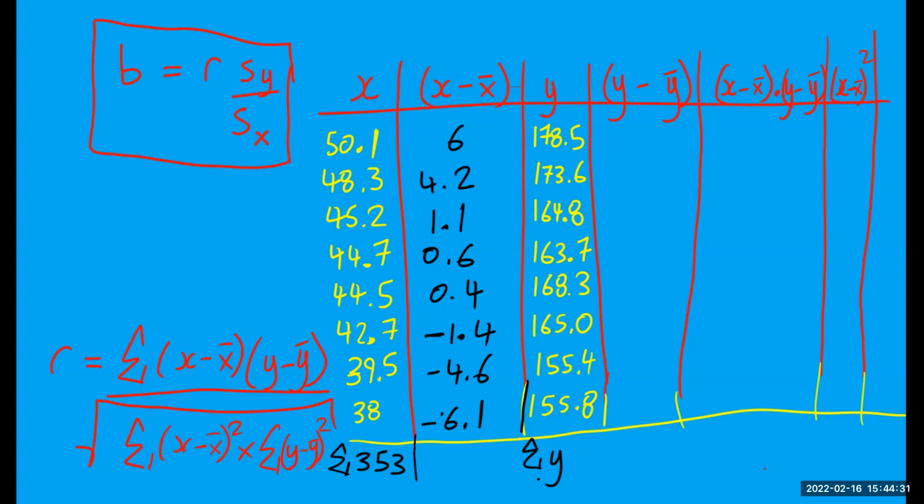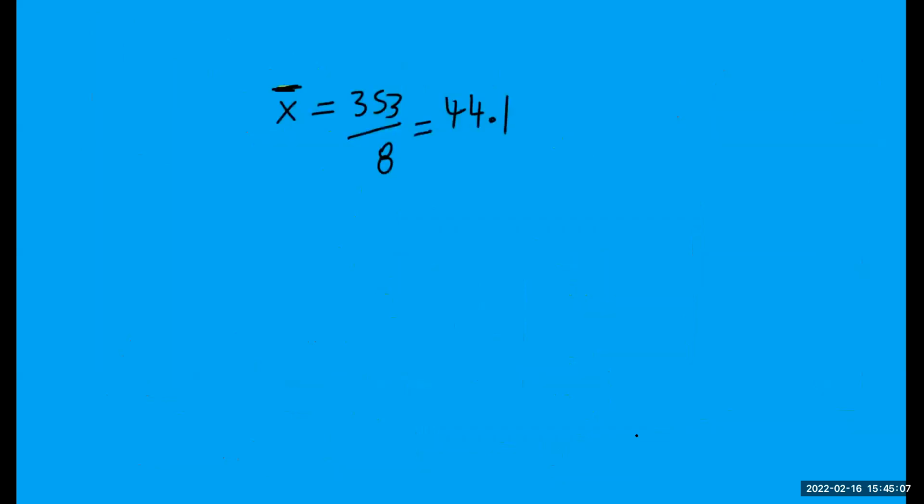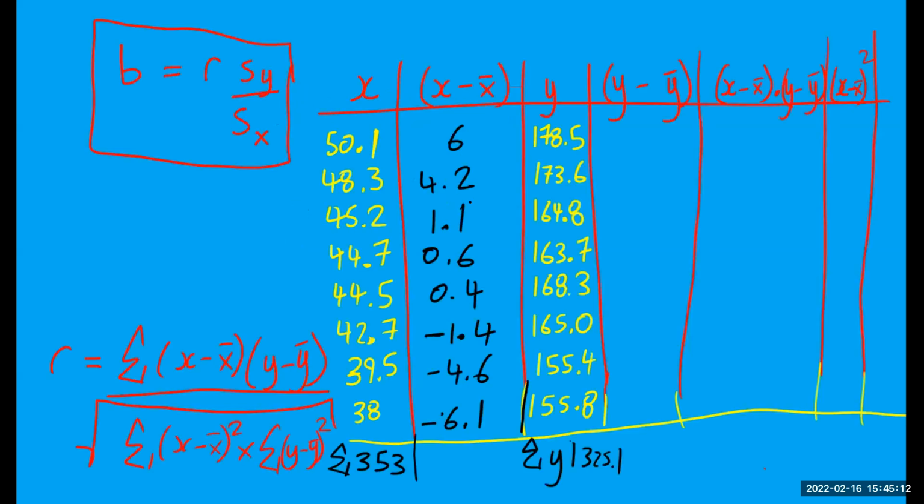164.8 plus 163.7 plus 168.3 plus 165 plus 155.4 plus 155.8. That's 1,320. Did you get 1325.1? All right, good, 1325.1. And now we can divide that by 8, and I get 165.6. All right, so bar y is 165.6.